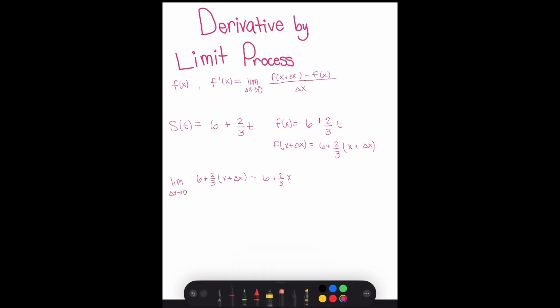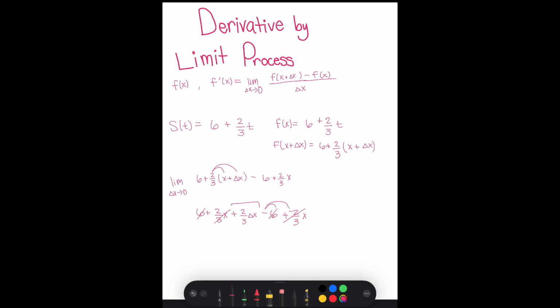So I'm going to distribute this 2/3 to x and delta x. So we have 6 plus 2 over 3x plus 2 over 3 delta x minus, and I should distribute this minus sign, minus 6 plus 2 over 3x. That should be minus 2 over 3x. So you see that our plus 6 and our minus 6 cancel each other out, and this positive 2 over 3x cancels with this negative 2 over 3x. And that leaves us with 2 over 3 delta x.